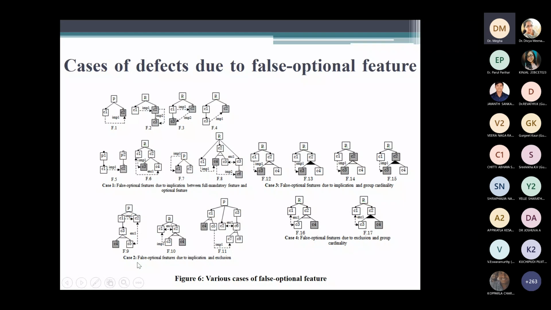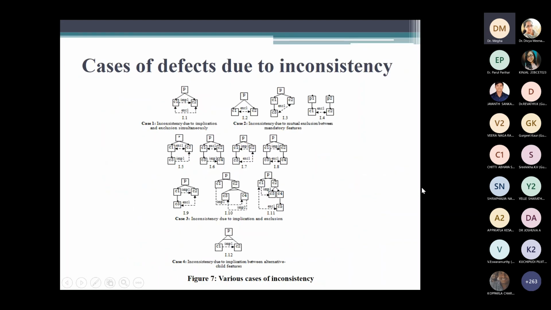And then we have case 2, which includes false optional features due to implication and exclusion. Case 3 includes false optional features due to implication and group cardinality. And case 4 includes the false optional features due to exclusion and group cardinality. The last type of defect that has been considered in this work is defects due to inconsistency. The defects due to inconsistency have been categorized into 4 cases. Case 1 includes inconsistency due to implication and exclusion simultaneously, where C1 and C2 are the full mandatory child features that we have.